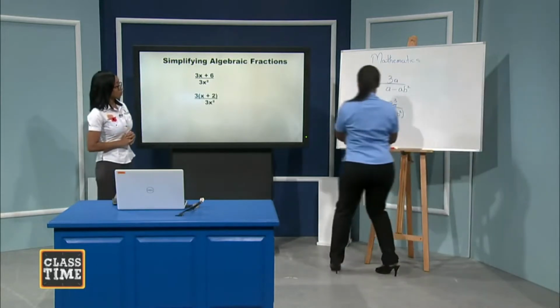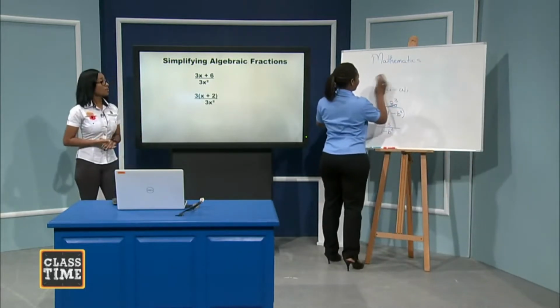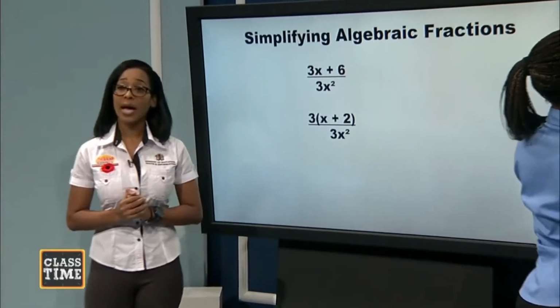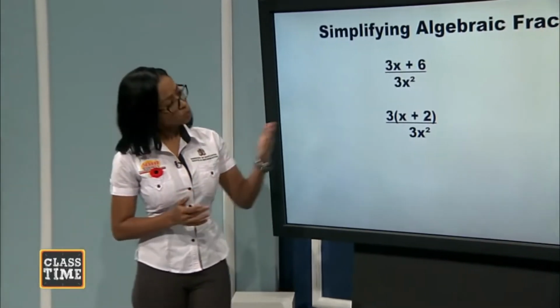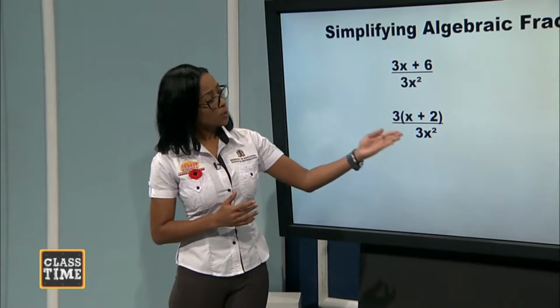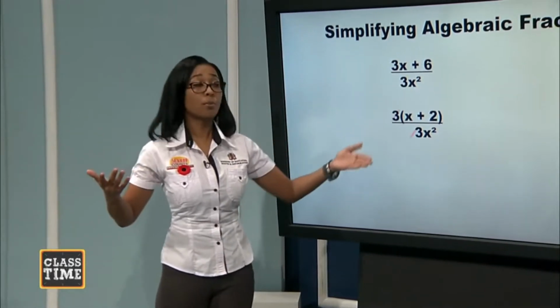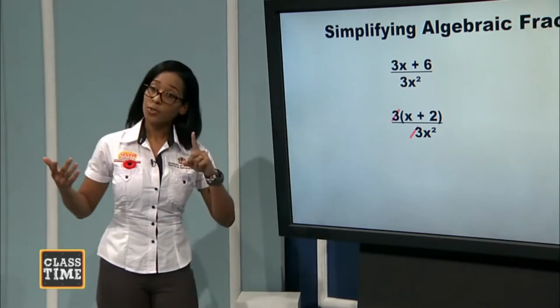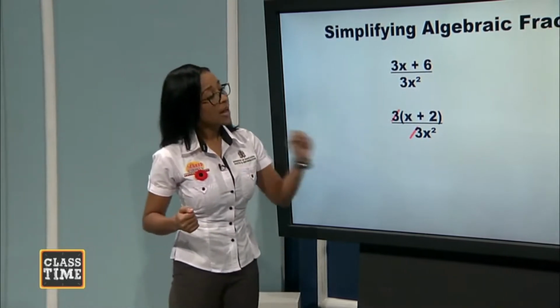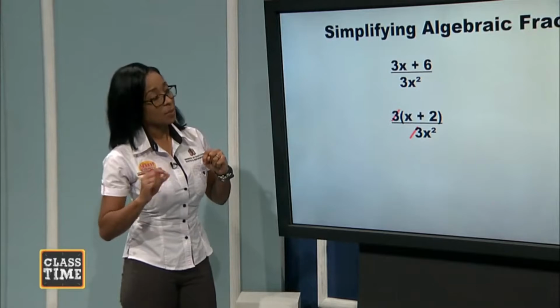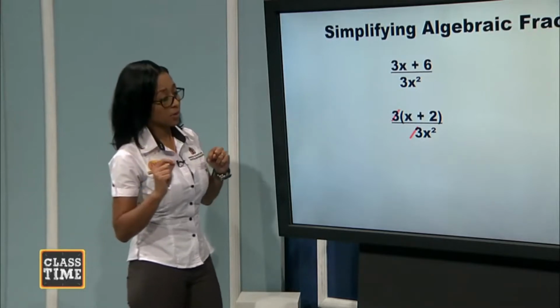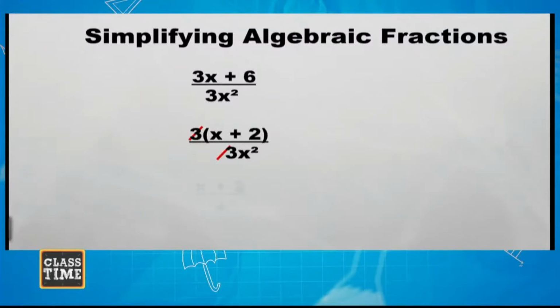Now, when we take a look here, we have 3, open bracket, x plus 2, all divided by 3x squared. Let's look at our numerator and denominator. Can we find a common factor between both? Yes, we can: 3. So we're now simplifying our numerator and denominator using the factor 3. In simplifying now, we have x plus 2 all divided by x squared.